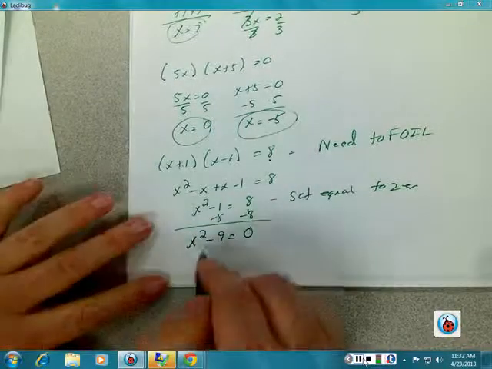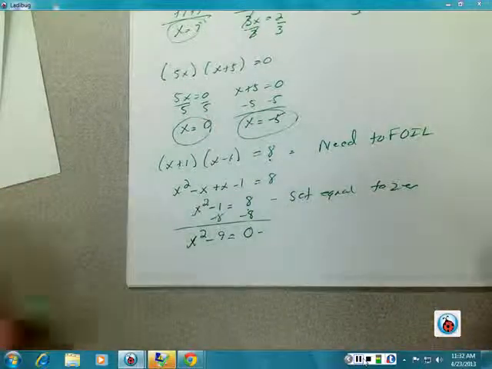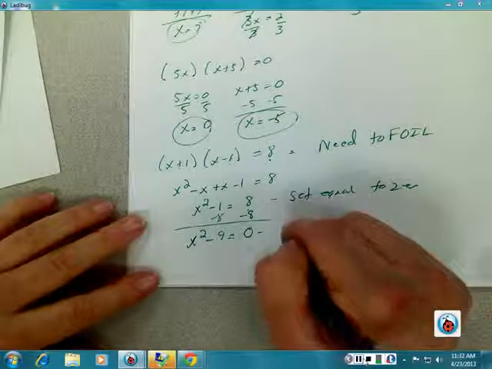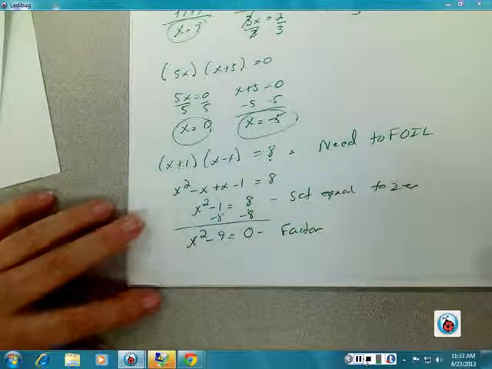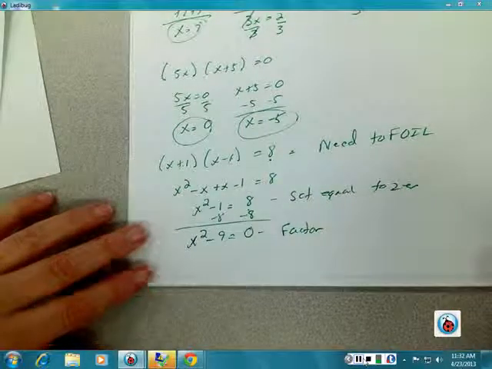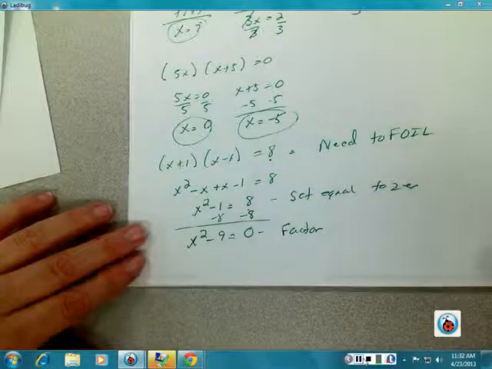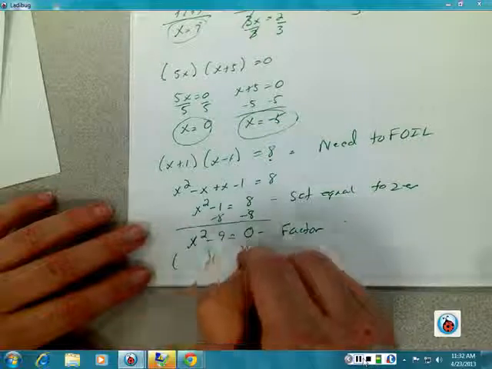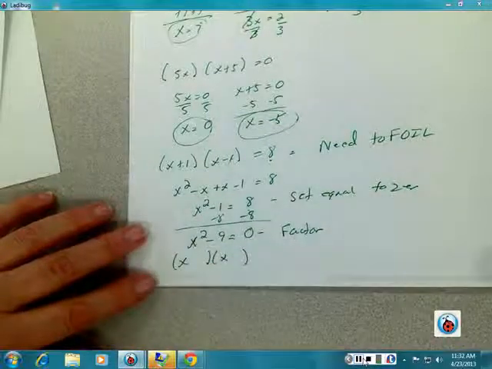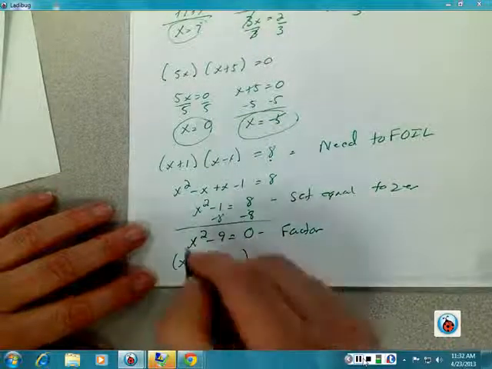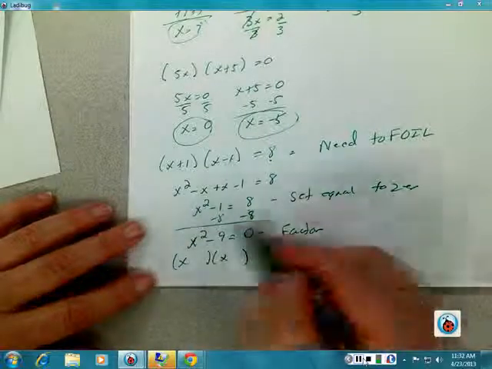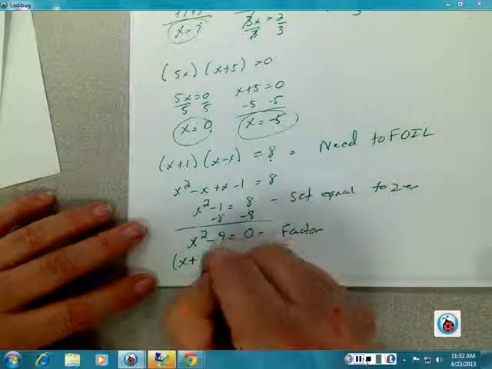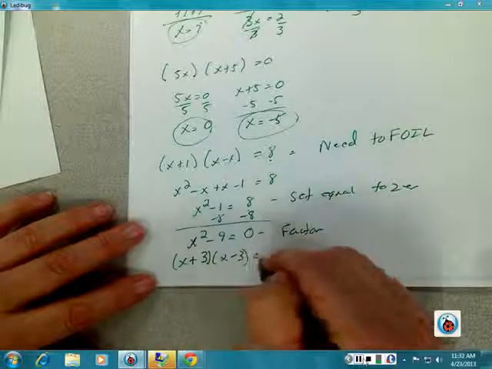Once I get it to this point, I'm back to where I was at in the previous sections where I had to factor. So now we need to factor this to find out what my two values of x are that cause this thing to work. So if I break it apart, I have x and x. I have a negative 9, so in my factoring, perfect squares on each end. So one's a plus, one's a minus, and 9's a perfect square, so I get 3 and 3.